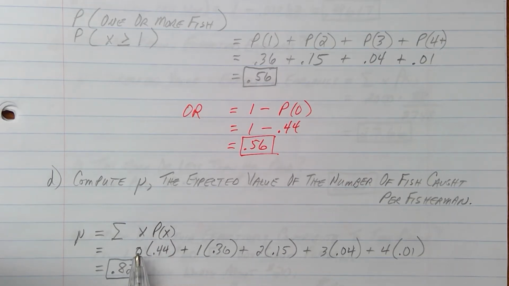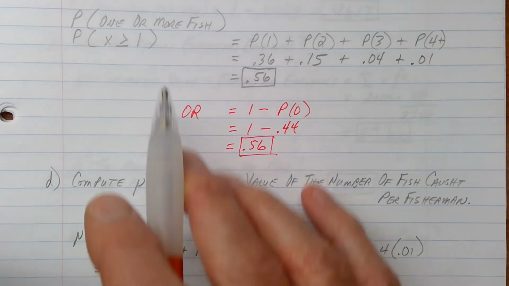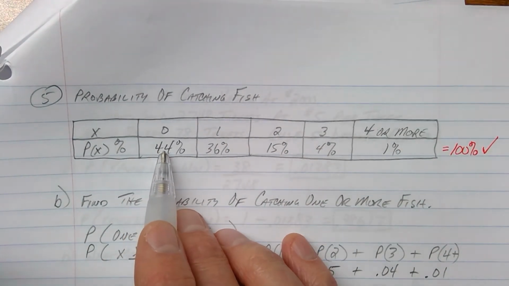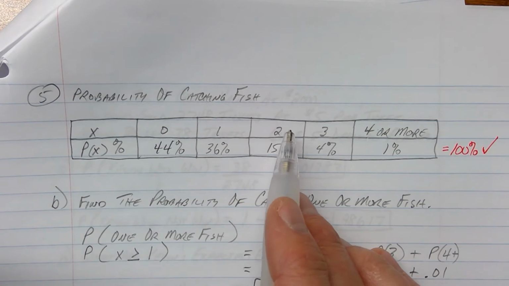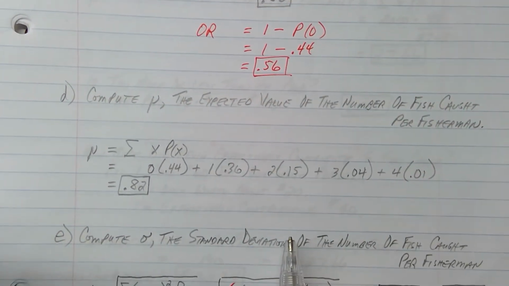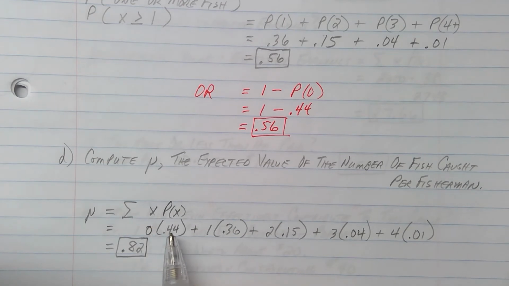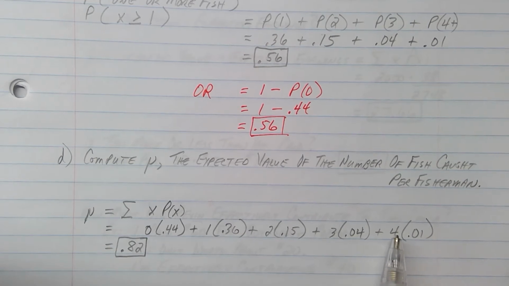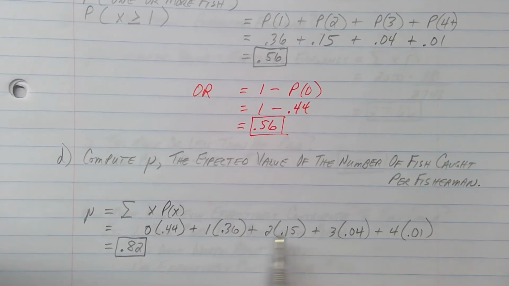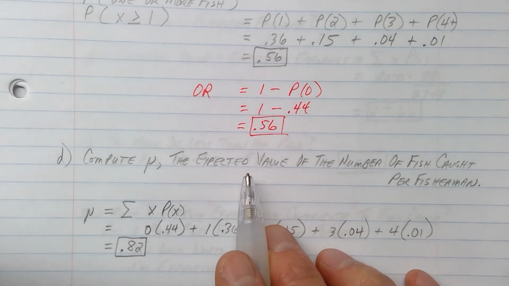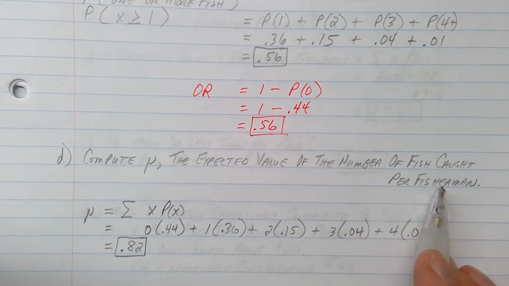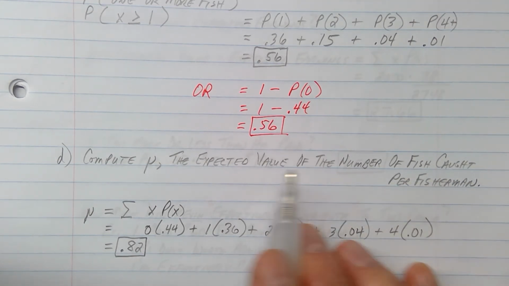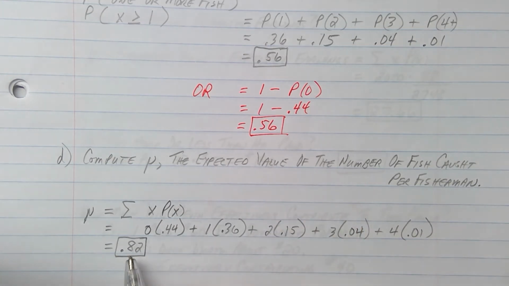So the first one would be catching 0 fish times the probability of catching 0 fish. This is out of the table. So 0 times 44% plus 1 times 36% plus 2 times 15%, and so on. It's each X times the probability of that thing happening. And so we work this out all the way through the table, all the way to 4 fish times the probability of catching 4 fish. And we end up with 0.82. This is the expected number of fish caught per fisherman. So for each guy out there fishing, we expect him to catch 0.82 fish.